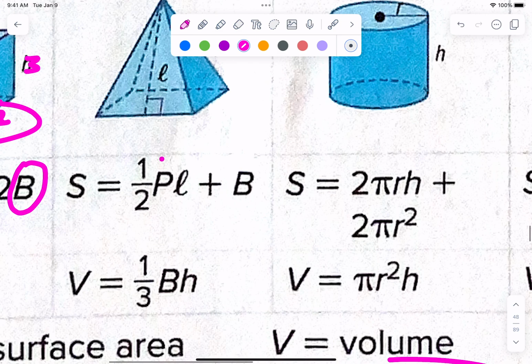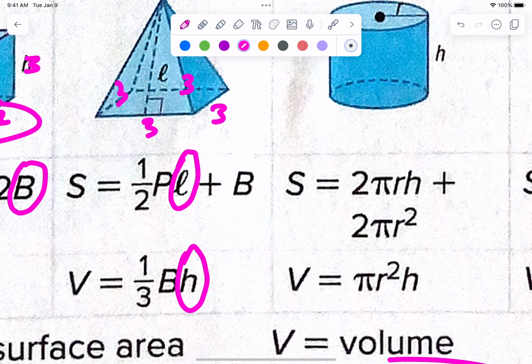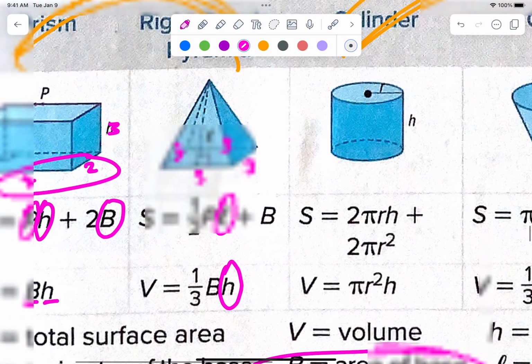On a pyramid, we know what capital P stands for, right? If this is 3 and 3 and 3 and 3, my capital P would be 12, adding all of those up. Now, this is the confusing part. They have an L and they have an H. What does L stand for? The slant height. Yes, L stands for slant height.